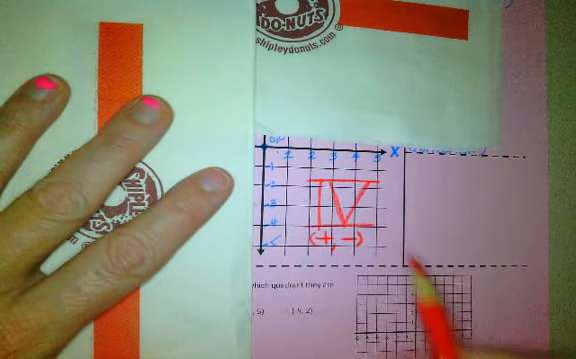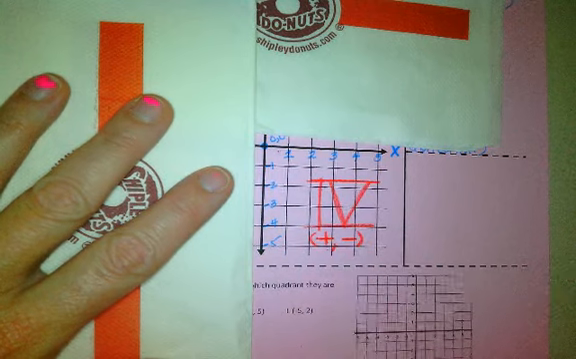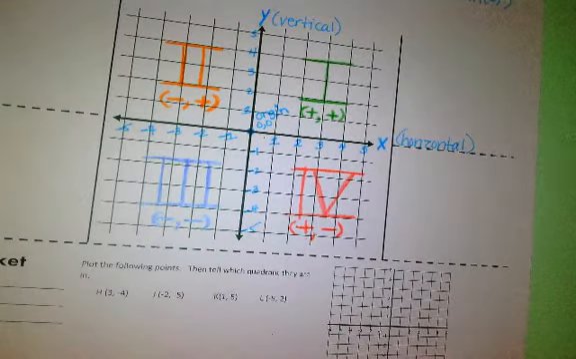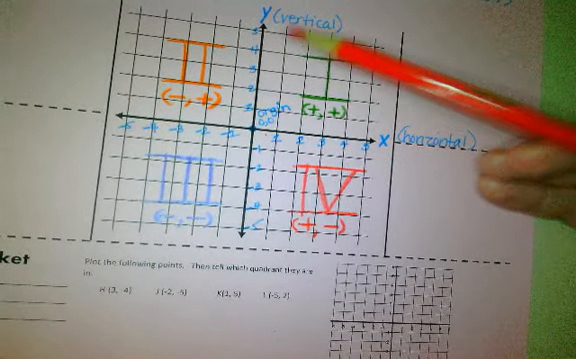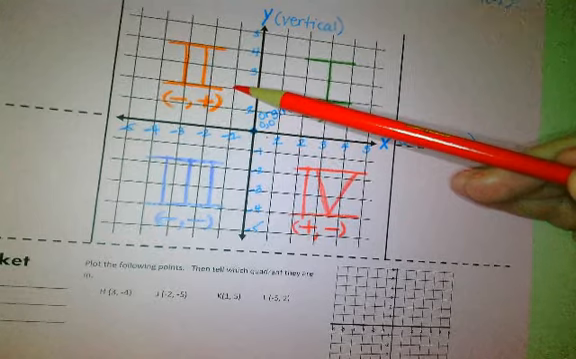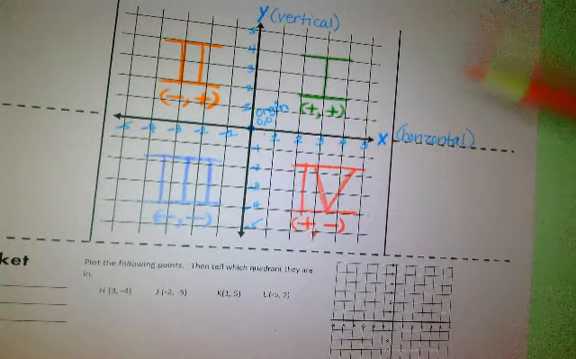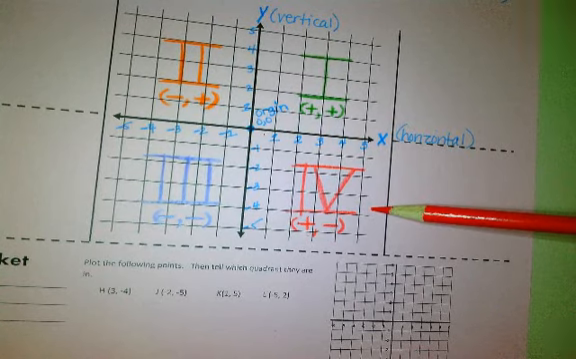Perfect, okay? So anytime we're in quadrant 4, we're going to have ordered pairs of a positive and a negative. So this is what your paper should look like when you're done. You should have quadrant 1, which is always positive, positive. Quadrant 2, which is always negative and positive. Quadrant 3, which is always negative, negative. And quadrant 4, which is positive, negative.